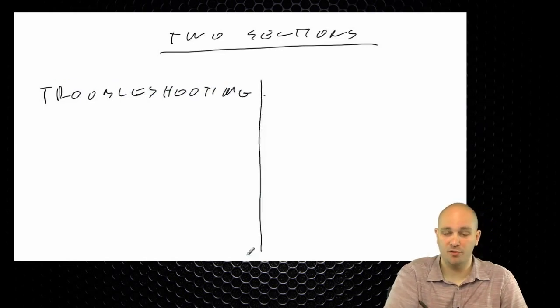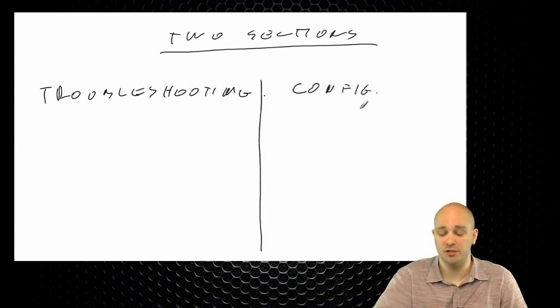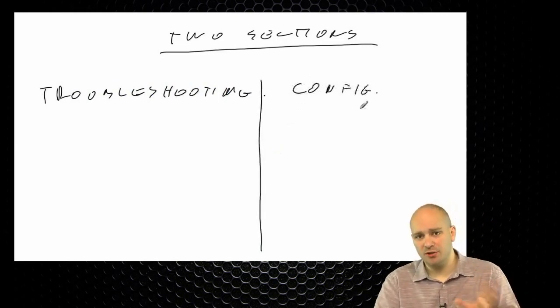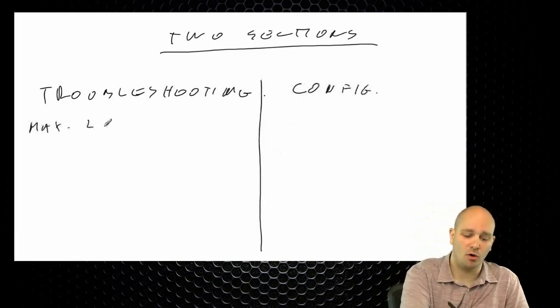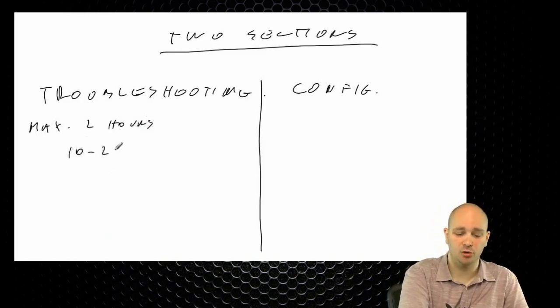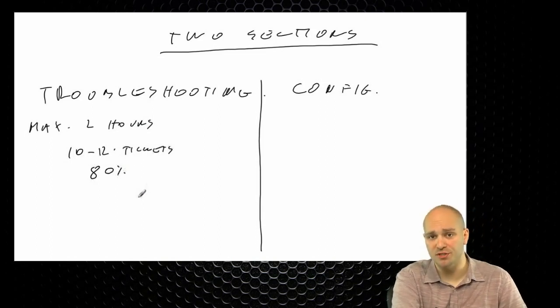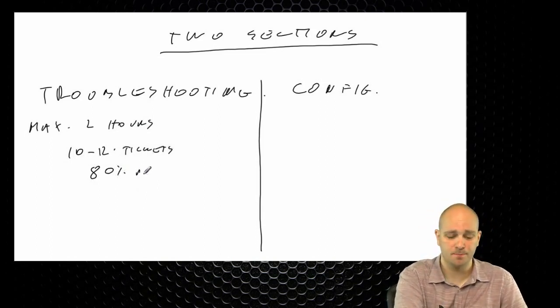And after that is finished, you're going to be faced with the configuration section. Now, the characteristics of the troubleshooting section is that it is a maximum of 2 hours long. In these 2 hours, you will be faced with 10 to 12 tickets, and you need to solve at least 80% of the points assigned to the tickets.